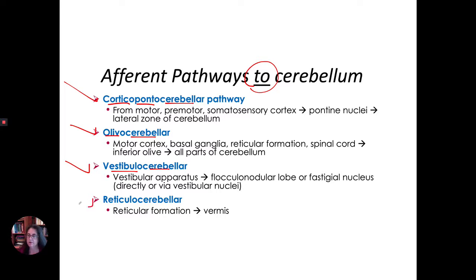You also have reticulocerebellar pathways, going from the reticular formation, which we learned about a little bit in our earlier unit, and then heads to the cerebellum. And these tend to go to the vermis.